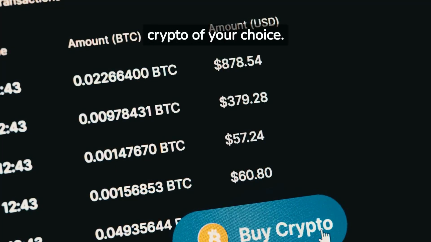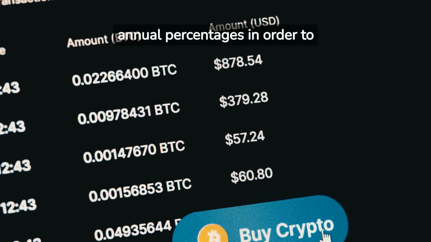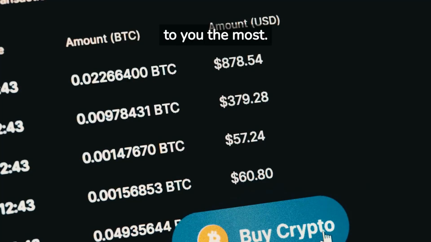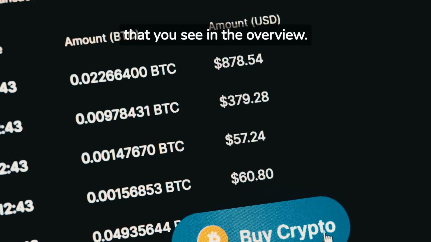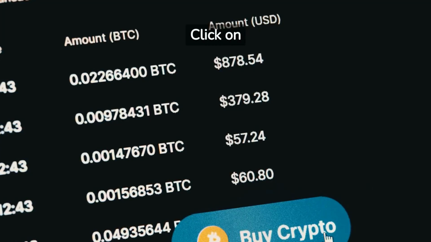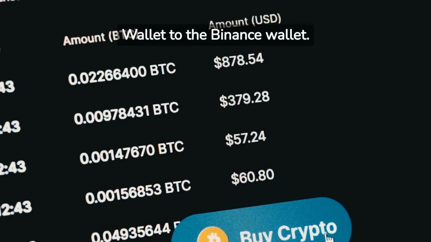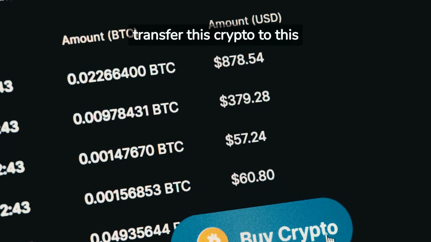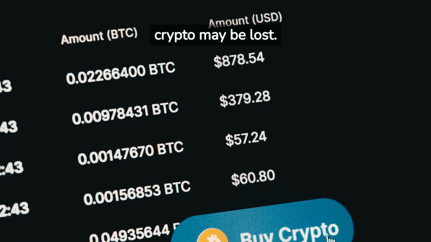Choose the crypto of your choice. Pay close attention to the different expected annual percentages in order to arrive at a crypto that appeals to you the most. Also take into account the mentioned minimum thresholds that you see in the overview. Click on Deposit. Transfer the relevant crypto from your own wallet to the Binance wallet. As always, make sure that you only transfer this crypto to this address, otherwise your crypto may be lost.